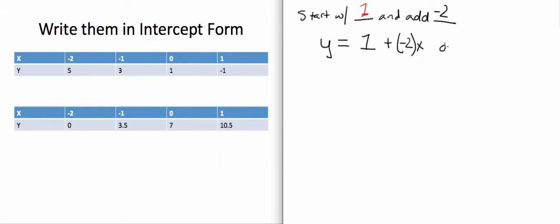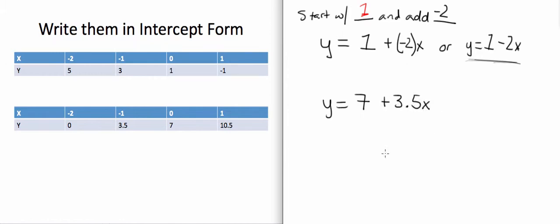That can also be written as y is equal to 1 minus 2x. Either one of those would work. I would prefer the second one here just because it looks nicer. But if you write it like this first example, that's okay as well. So if we look at the second example, we're starting at 7, so y is going to equal 7, and it goes up by 3.5 each time, so 3.5x.